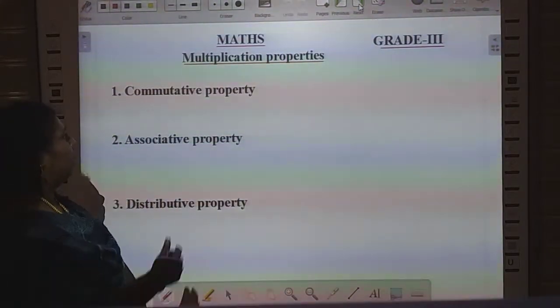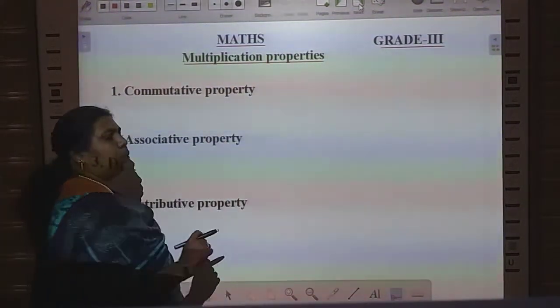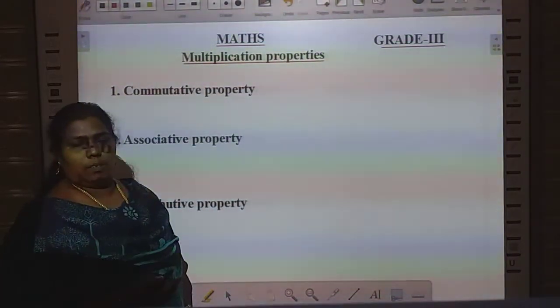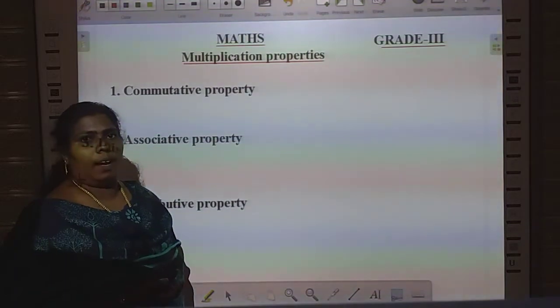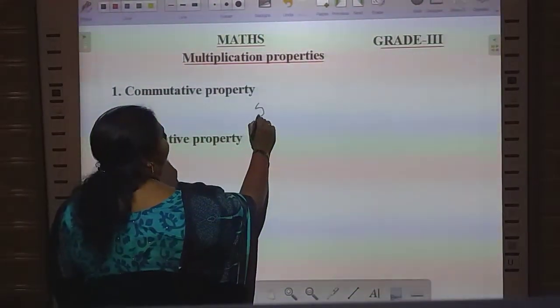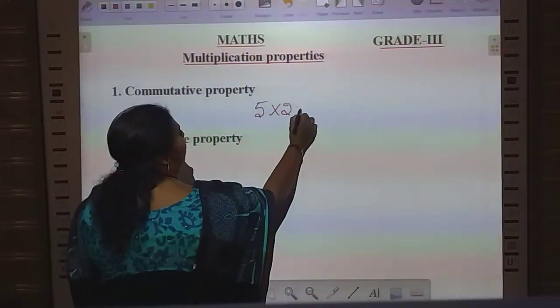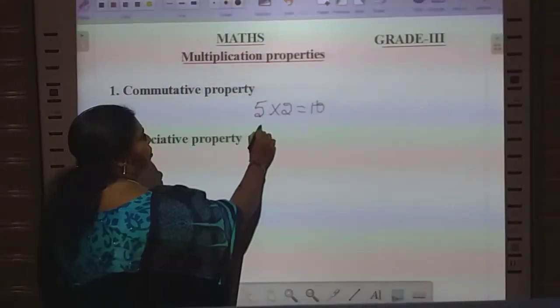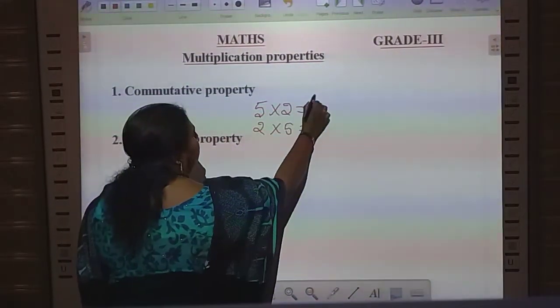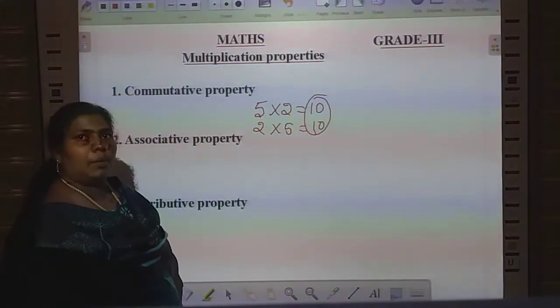Commutative property means what? That is, when two numbers are multiplied, if you change the order, the product will not change. Same only, right? Yes. Let us see the example. 5 times 2 equal to how much will become? 10. So now I am going to change the order. 2 times 5 also how much? 10. So the product is same only, isn't it?